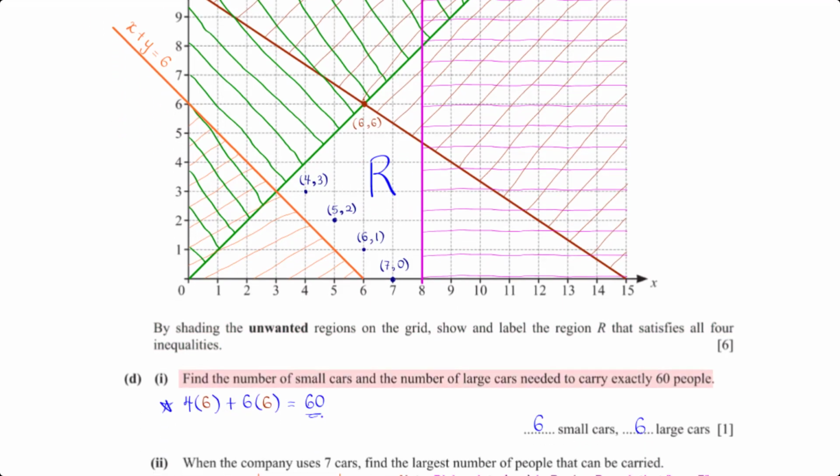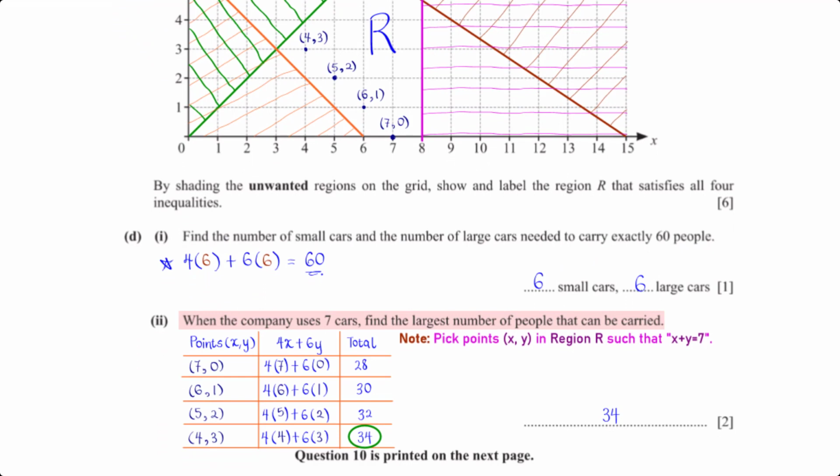Find the number of small cars and the number of large cars needed to carry exactly 60 people. From the graph, 6 small cars and 6 large cars are required. We can confirm this by checking 4 times 6 plus 6 times 6, which gives us 60.